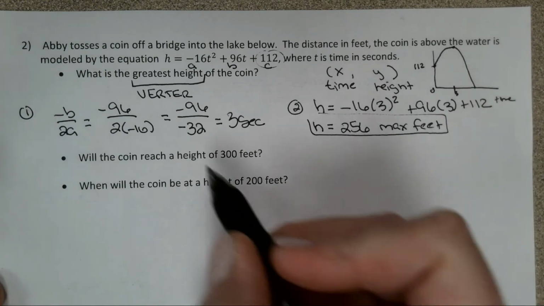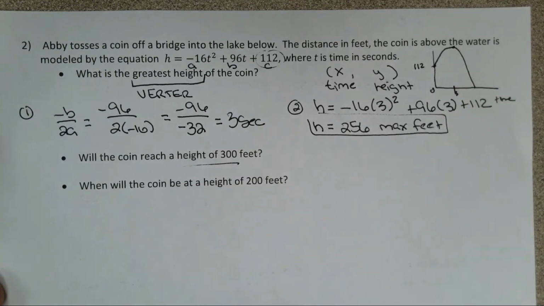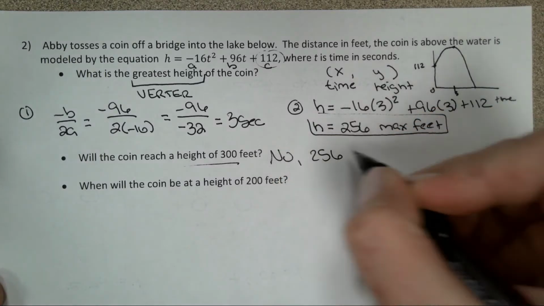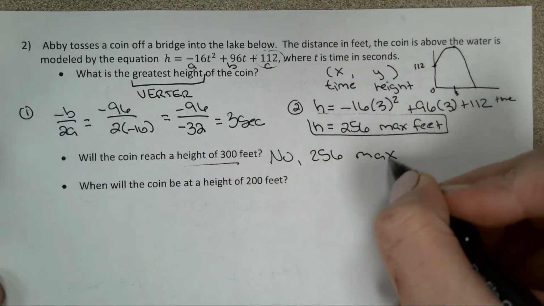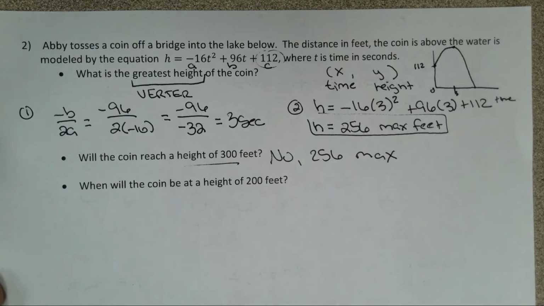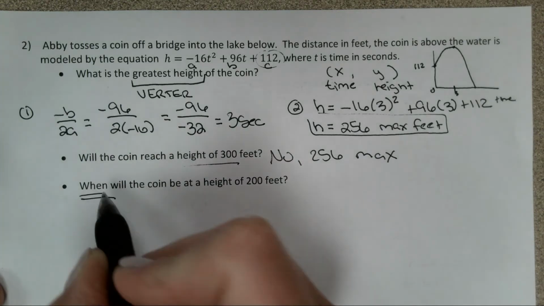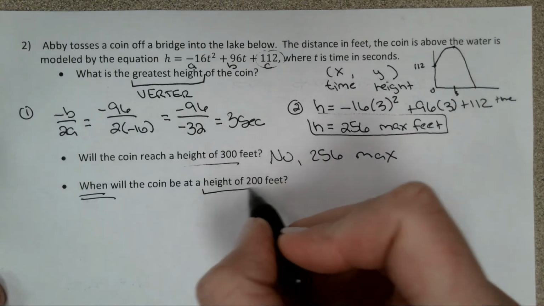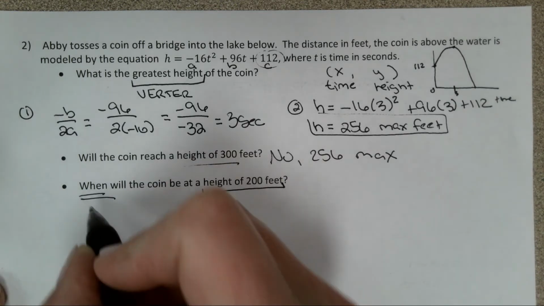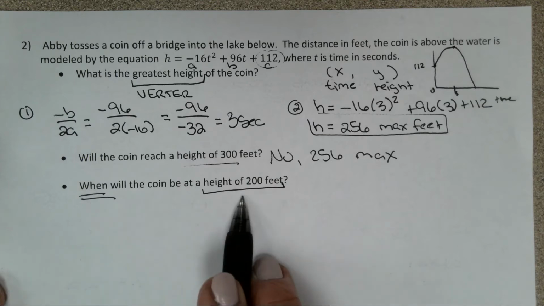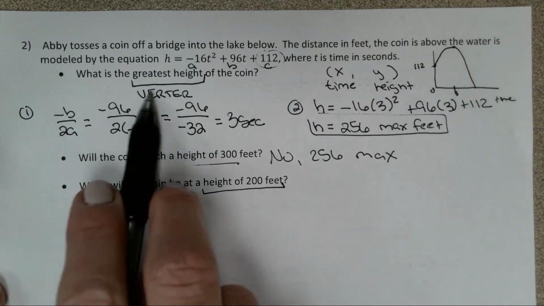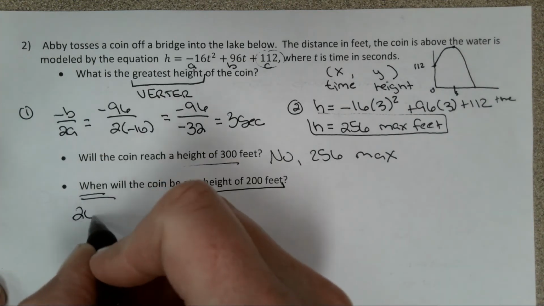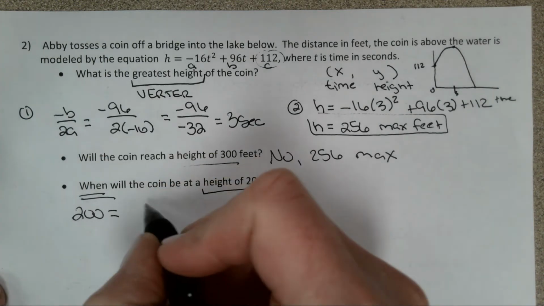Well, if that's the maximum, will the coin ever reach 300 feet? No, because we just found out that 256 was the maximum. This says, when will the coin be at a height of 200 feet? So we have to solve for t. So when will it be at 200? So in place of that h right there, I'm going to sub 200 in its spot.